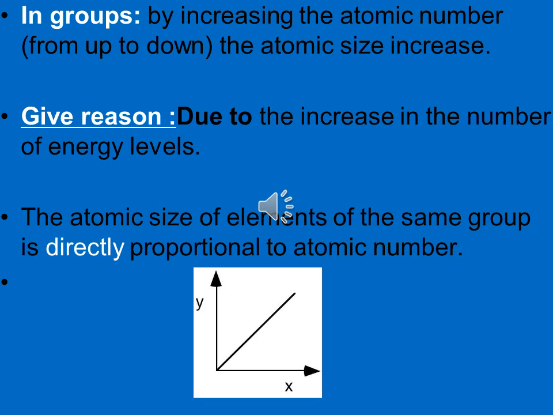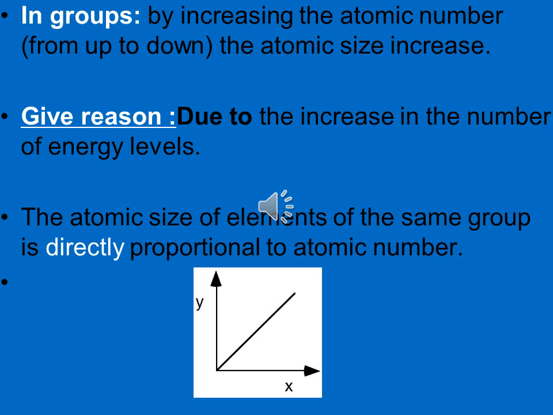So in the groups, by increasing the atomic number from up to down, the atomic size increases. Why? Because the number of energy levels increases, and this gives the atom more size. As we have more energy levels, the size of the atom will increase. So here we give the reason: due to the increase in the number of energy levels. So the atomic size of elements of the same group is directly proportional to the atomic number. Here we have a direct relation between the atomic size and the atomic number in a group.